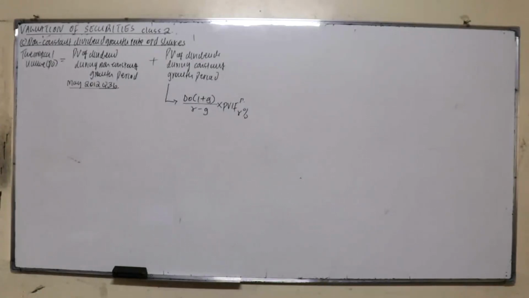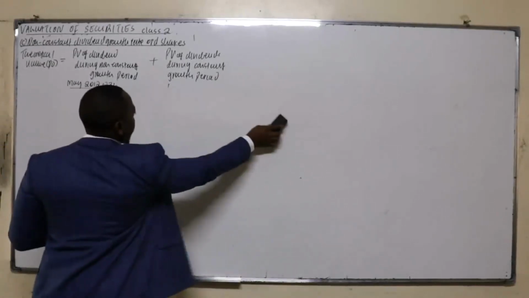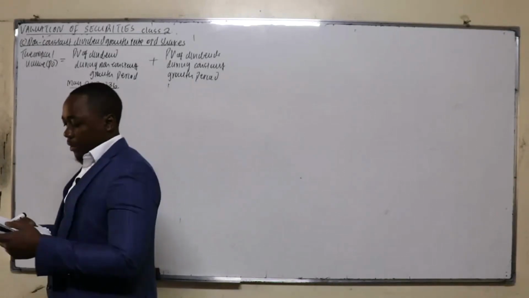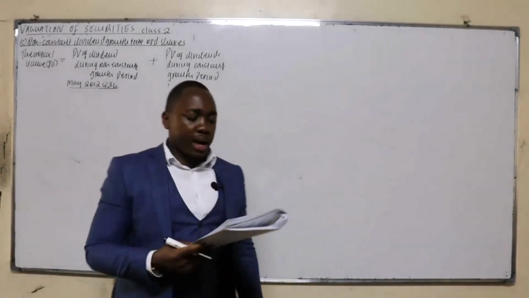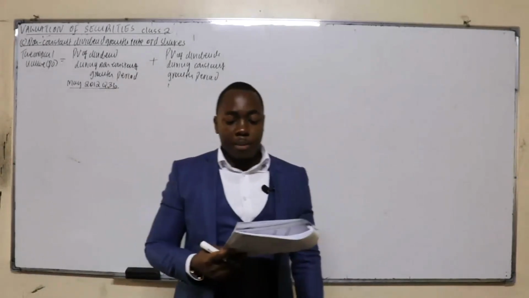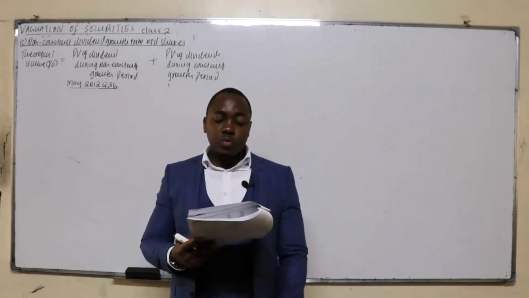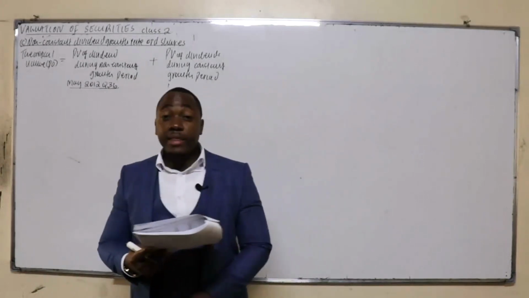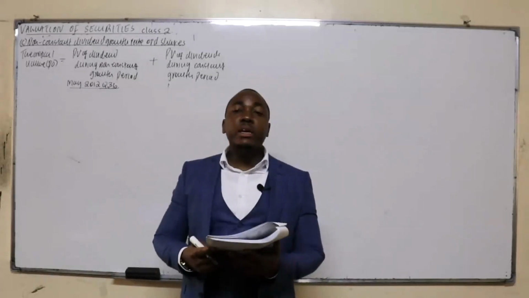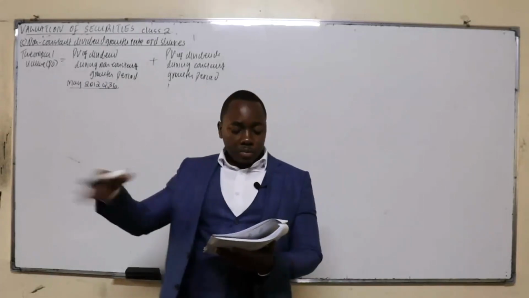So open May 2012, question 3B. Rebia Limited's earnings and dividend per share have been growing at the rate of 18% per annum. This rate is expected to be constant for 4 years, after which it will fall to 12% for another 4 years. Thereafter, the growth rate will be 6% in perpetuity. So that means from year 8 now, it will be 6% to perpetuity.